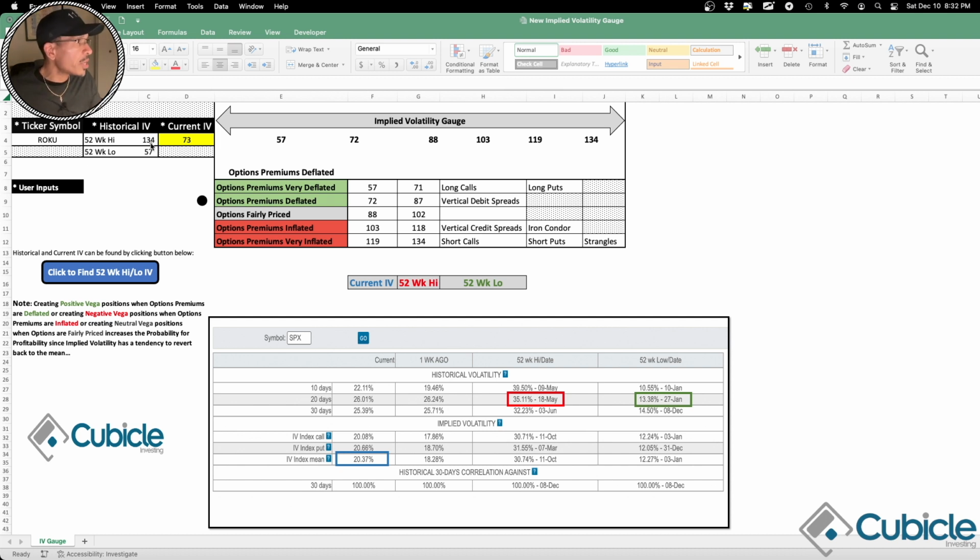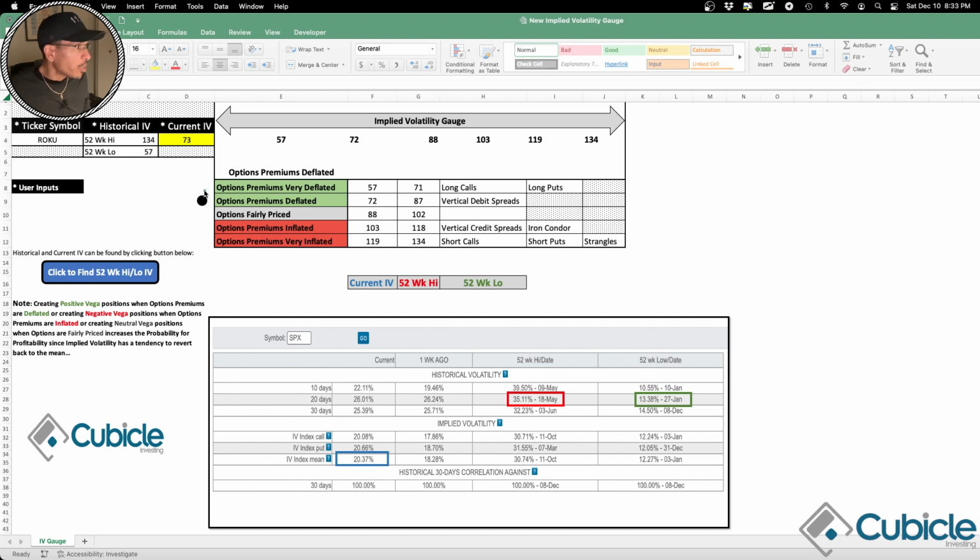And so as you can see here, by putting in those three variables, the 52-week high, low, and then also the current IV, it creates a spectrum here. And that spectrum is put into 5 buckets, right? So you got the very deflated bucket, deflated, the premiums are fairly priced, premiums are inflated, and then very inflated. And so you can quickly determine, based upon the highest IV over 52 weeks, the lowest IV and then looking at the current IV. And so all the math is done for you.